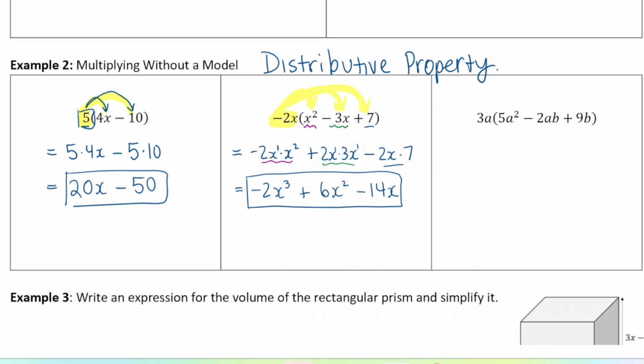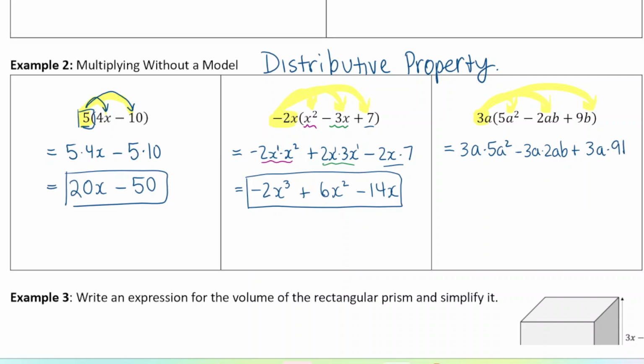Okay, last one. We're going to take this 3a and it's going to multiply to every single term on the inside. This one's a little bit trickier because we have more than one variable. So we have 3a times 5a squared. Once you get comfortable, you actually can skip this step that I'm doing right now. You don't have to write it out.